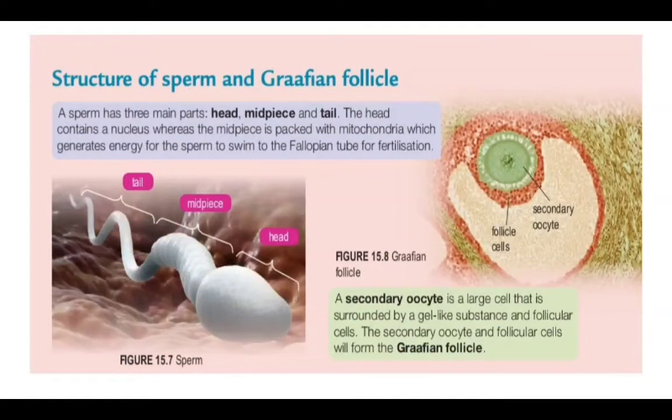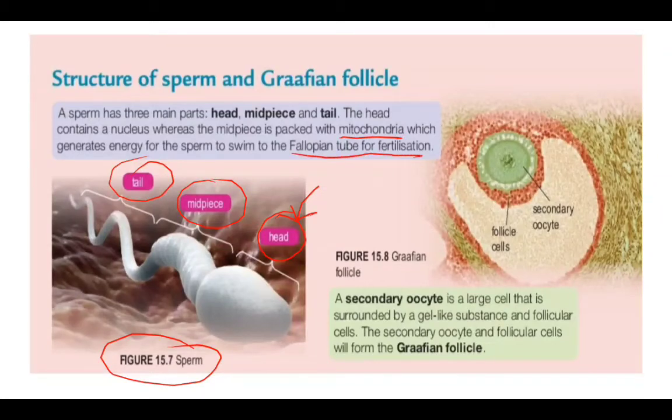Okay, structure of sperm and Graafian follicle. The sperm, this one is the sperm, has three main parts: the head, the midpiece, and the tail. The head contains the nucleus, whereas the midpiece is packed with mitochondria, which will generate energy for the sperm to swim into the fallopian tube for fertilization.